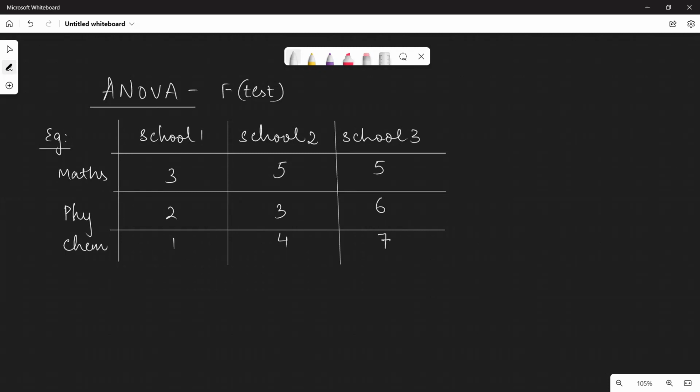So maths average is 3 for school 1. For school 2, the average of maths is 5, something like that. Now, for us, these 3 different schools are 3 different samples. Whenever we are performing ANOVA, 2 things are supposed to be calculated: sum of squared distances. What is sum of squared distances?